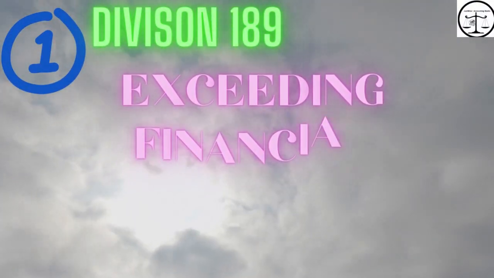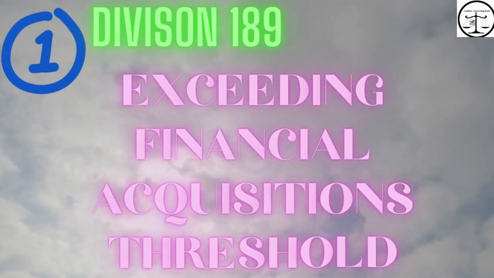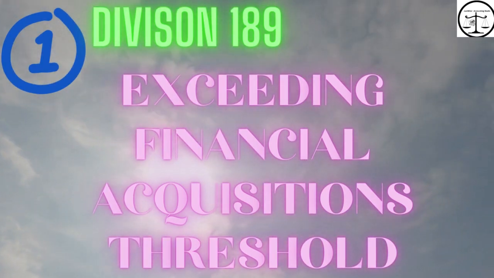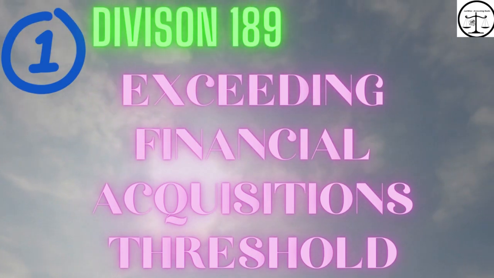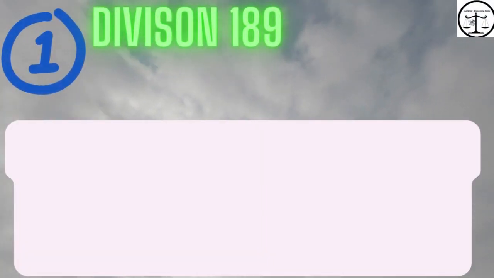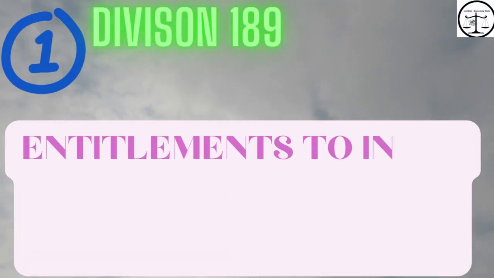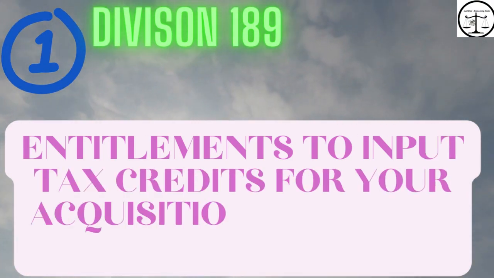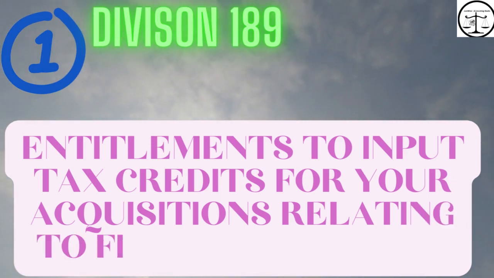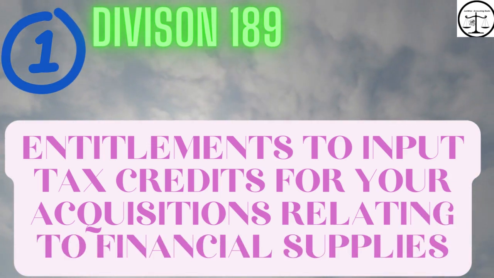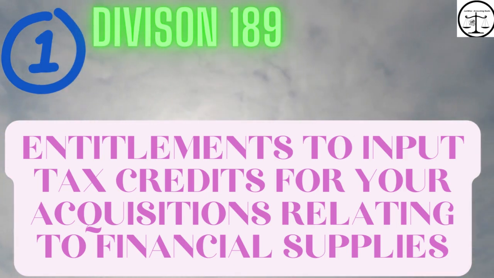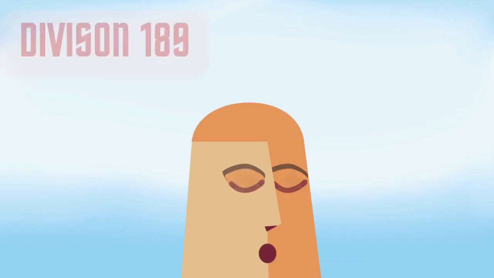Friends, now we will explain Division 189, that is exceeding financial acquisitions threshold. The division explains your entitlements to input tax credits for your acquisitions relating to financial supplies, if you don't exceed the financial acquisitions threshold. These entitlements apply to you even though financial supplies are input taxed, if you don't exceed the financial acquisition threshold.